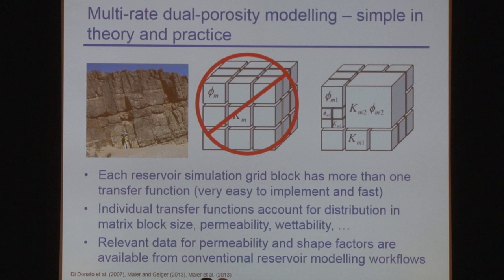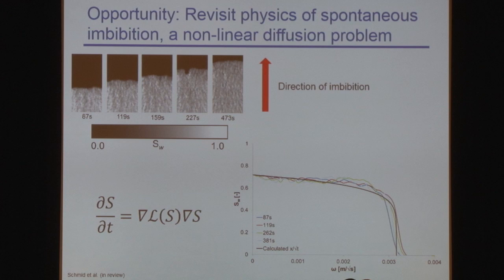The other opportunity that we have is we can revisit the physics of spontaneous imbibition, which is a nonlinear diffusion problem. So again, this is a laboratory experiment that people at Imperial College did and that we analyzed, where you have a waterfront that imbibes into rock and displaces air, and you see it at different times. If you plot the profiles of the water saturation as a function of the similarity variable for diffusion, you see that you get a nice agreement, that all curves overlap.